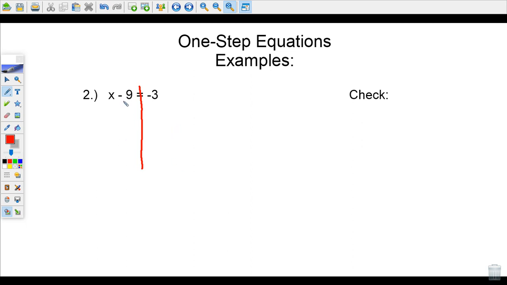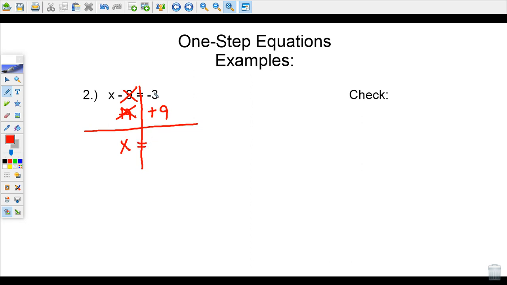I see subtraction, so I do the opposite. Opposite of subtracting 9 is adding 9. What I do to one side, I have to do to the other. Now I just kind of evaluate things. Negative 9 plus 9 is 0. These just cancel off. You can even cross them off if you want. Gone. All that's left is this x.